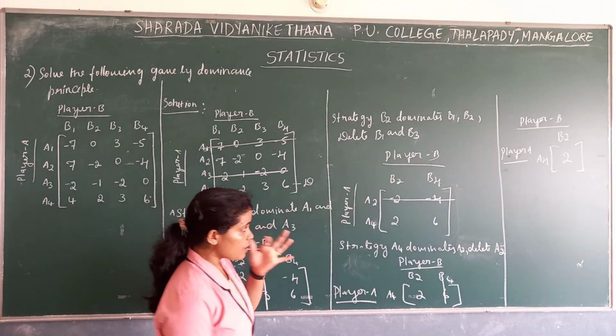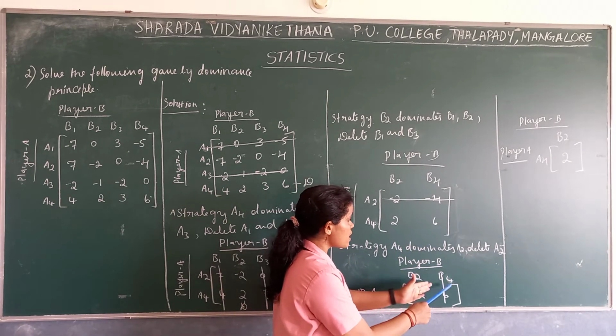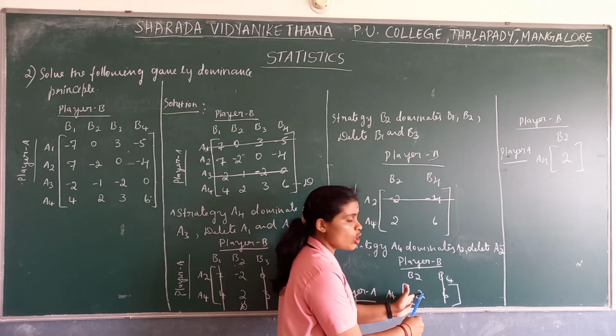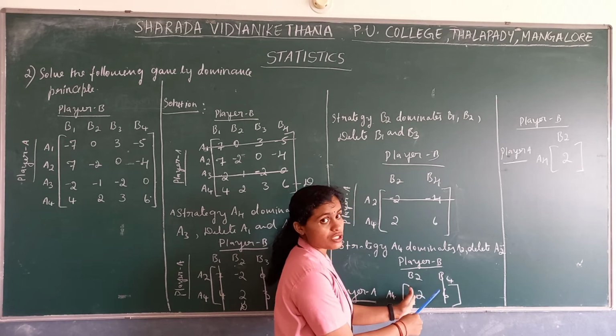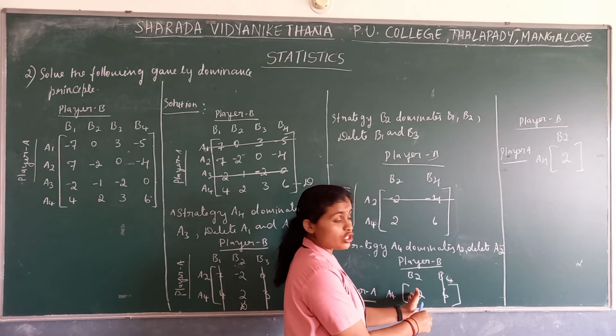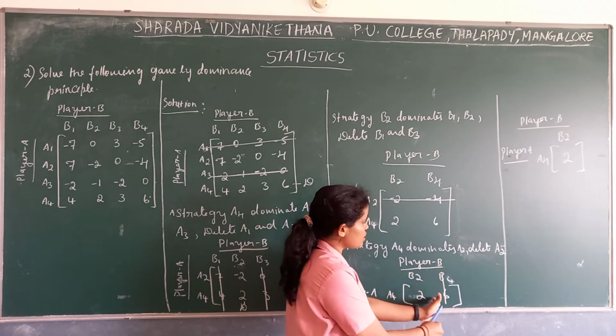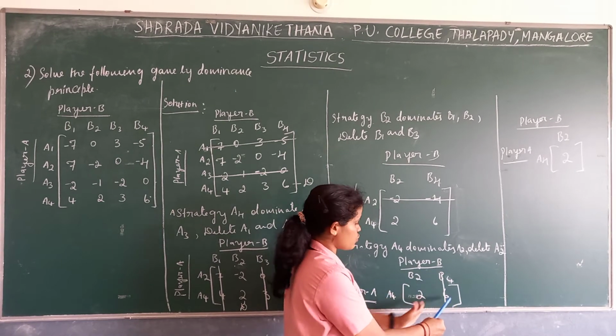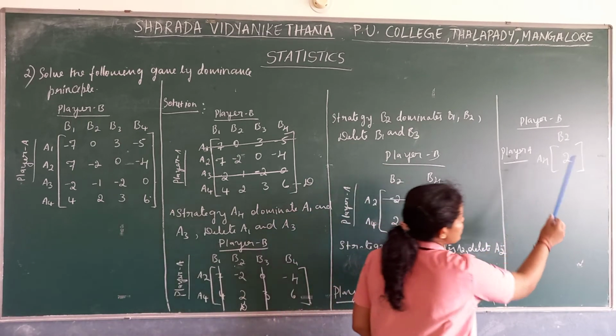So here we have to go with column wise. Here 2 is the smallest column. In case of column, we have to see which is the smallest. 2 is the smallest column. The smallest column will dominate the other one. So we deleted the largest one. So 2 will remain.